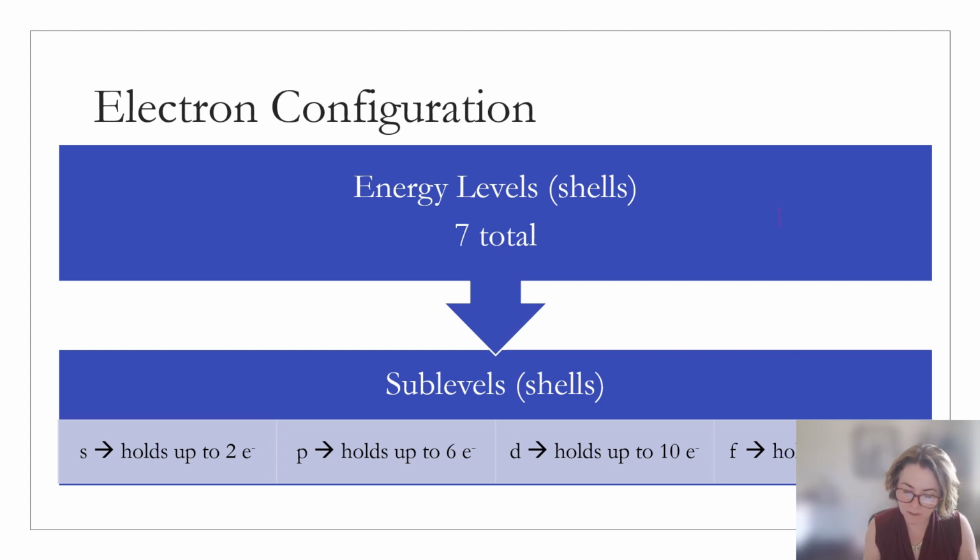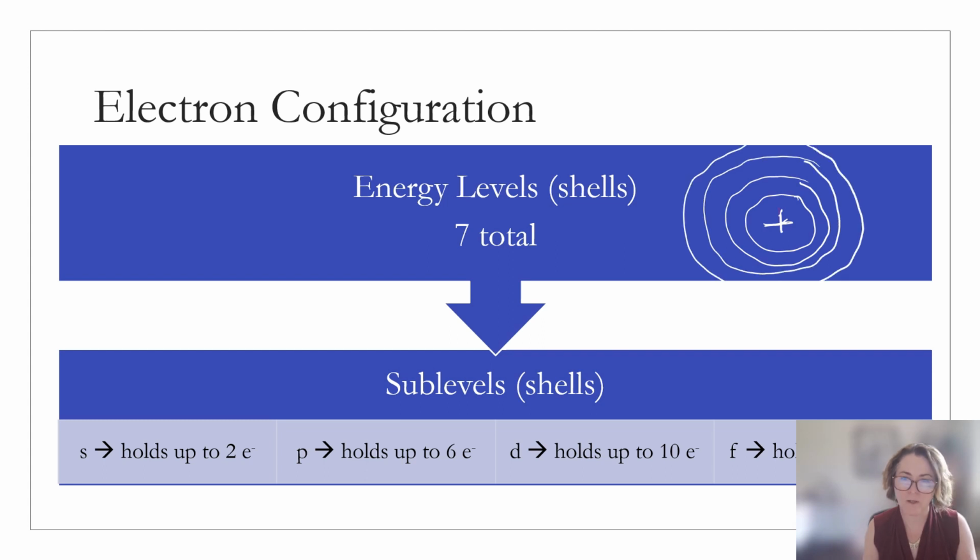And so here, let's try a different color. Here is my nucleus. I've got a positive nucleus. And we have found that there are 7 shells, 1, 2, 3, 4, and you get the idea, right? I could go out to 7, but each of these rings is a shell or an energy level, and there are 7 total. That lines up beautifully with the number of periods on the periodic table.